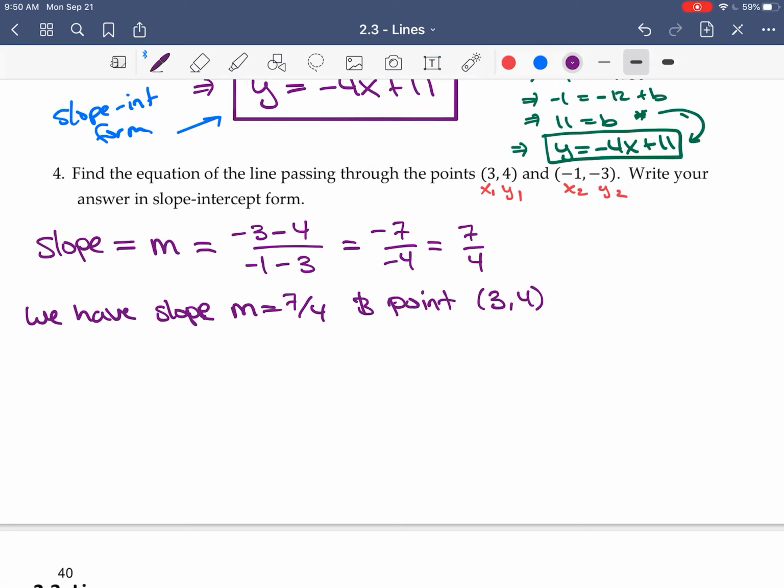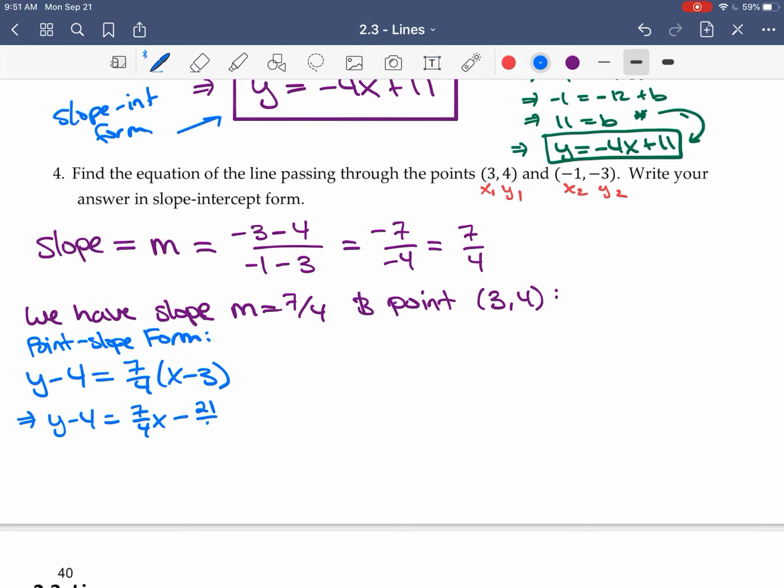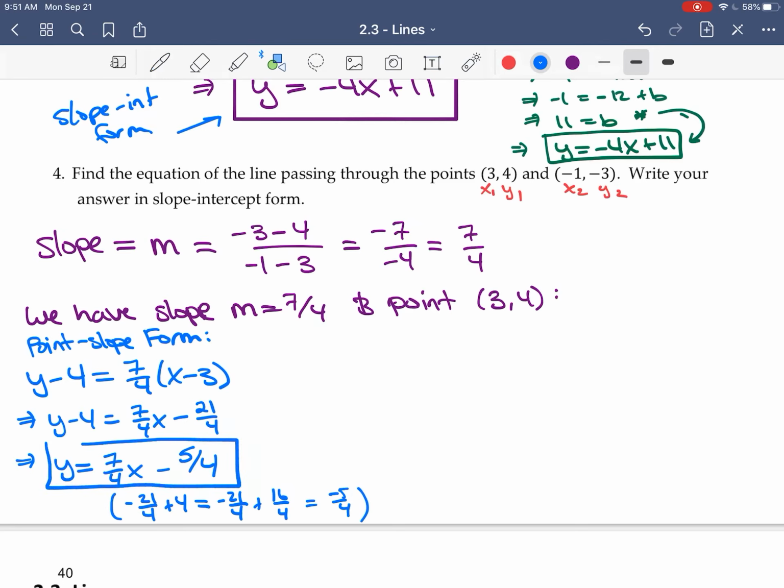So it's going to be y minus 4, y1, is equal to 7 over 4 times x minus x1, which is 3. That gives us y minus 4 is 7 over 4x minus 21 over 4. Then I'm going to add 4 to both sides. So y equals 7 over 4x, and now let me just work down here. I have -21 over 4 plus 4, which is -21 over 4 plus 16 over 4. That's going to be -5 over 4. So I'm going to have minus 5 over 4. That is my equation in slope-intercept form.